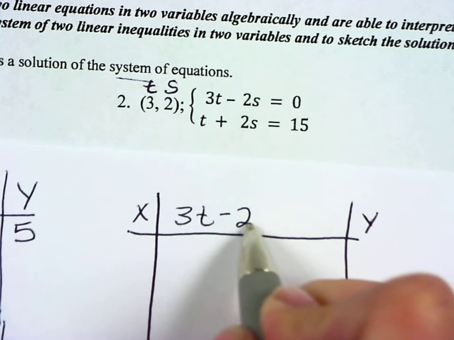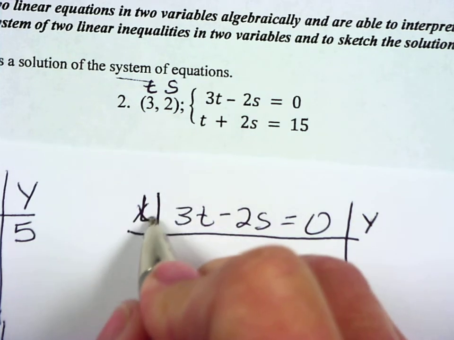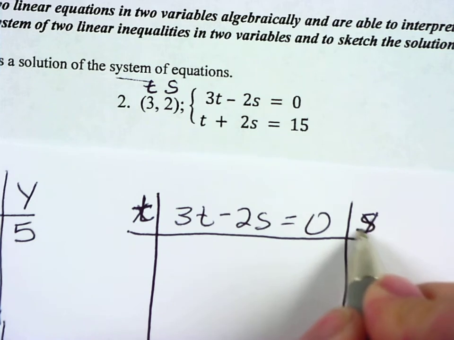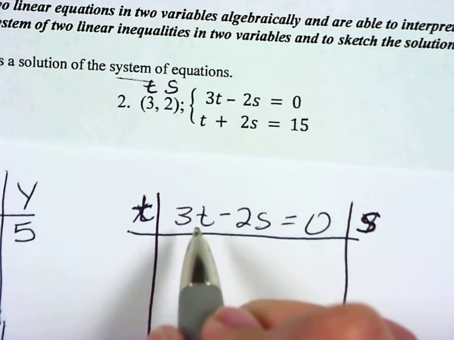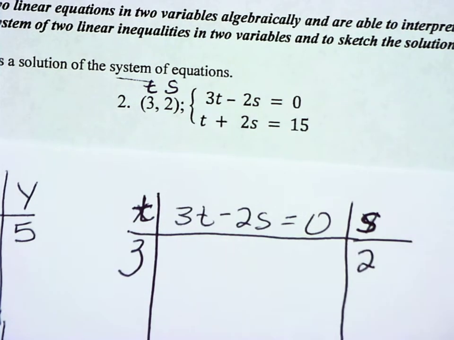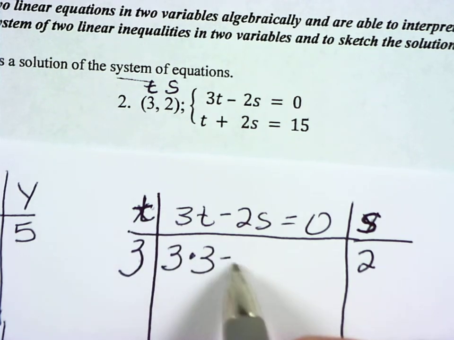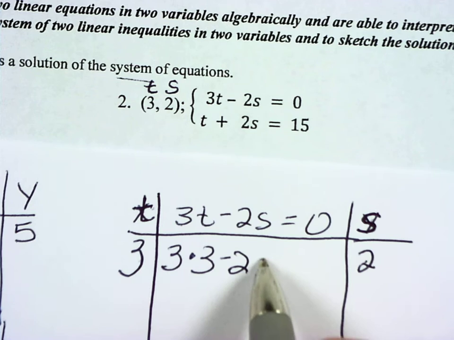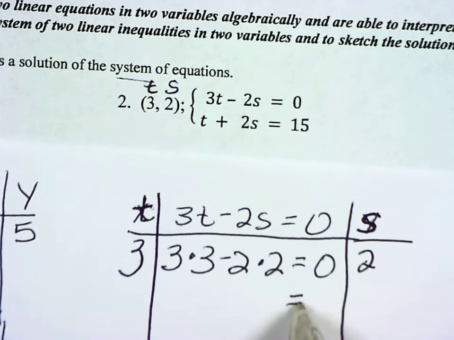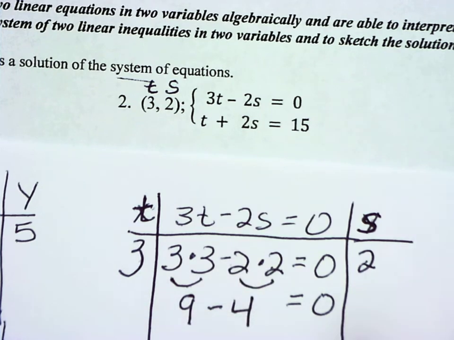Here's my x and my y. 3t minus 2s equals 0. It's not x and y, is it? Silly. It's t and s. What a nerd. So t is 3, s is 2. So 3 times t would be 3 times 3 minus 2 times s, s is 2, equals 0. Bring down your equals 0. 9, negative 2 times 2 is negative 4. 9 minus 4 is 5 equals 0.